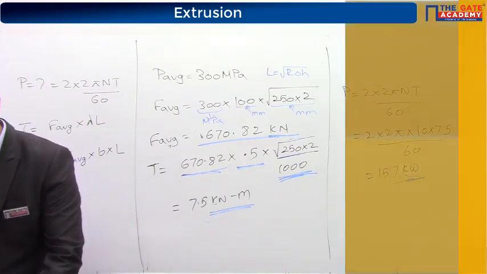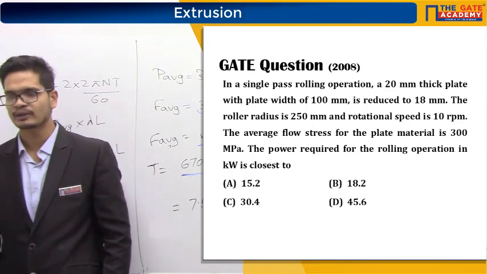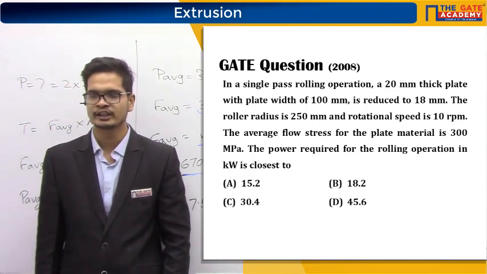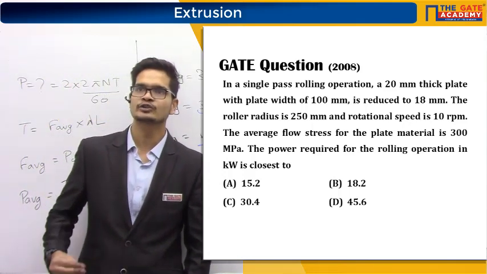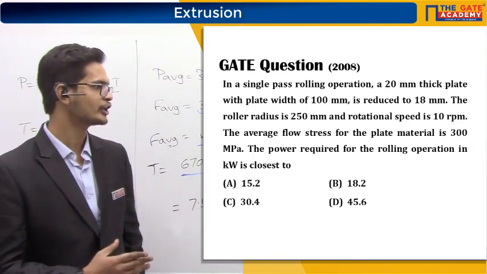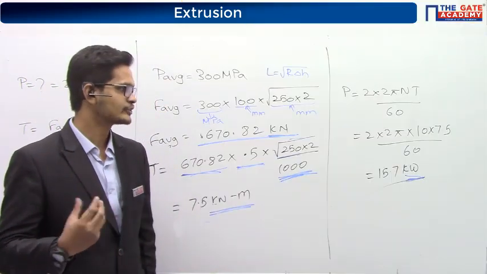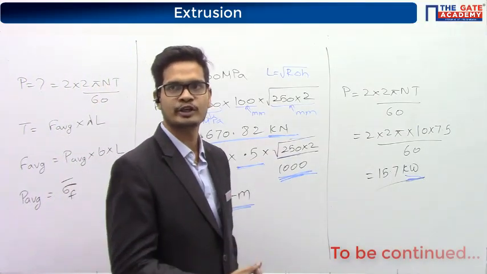You can see in the question, they have mentioned the power required for rolling operation in kilowatt is closest to. They are asking which value it is closer to, because they have not given us the value of lambda. That's why they are asking an approximate value.